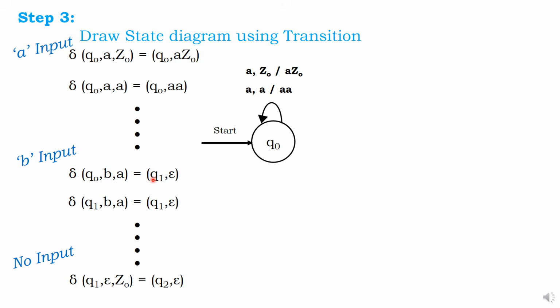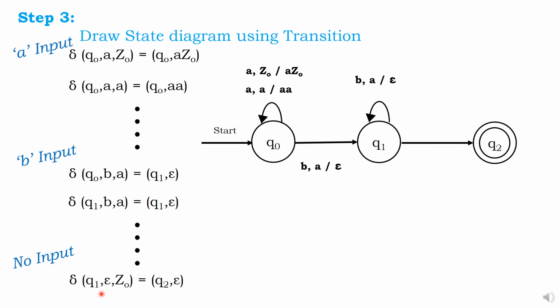Q0 is going to change to Q1. B, comma A slash epsilon, pop. Q1 is retained as Q1, self loop. What all will I get? B, comma A slash epsilon. Next the last stage is going to Q2, epsilon, comma Z0 slash epsilon. Now the whole story is over. The story is accepted, PDA accepted.